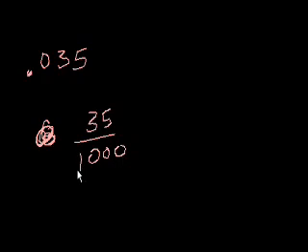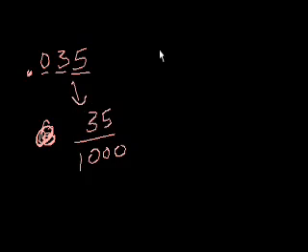And you're probably saying, Sal, how did you know it's 35 over 1,000? Well, because this is the tenths place, this is hundredths, and this is the thousandths place, right? So we went to 3 decimals of significance. So this is 35 thousandths.